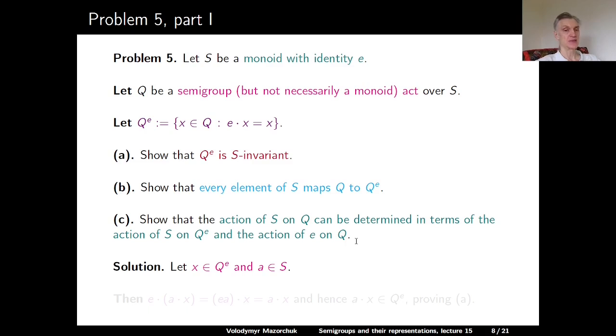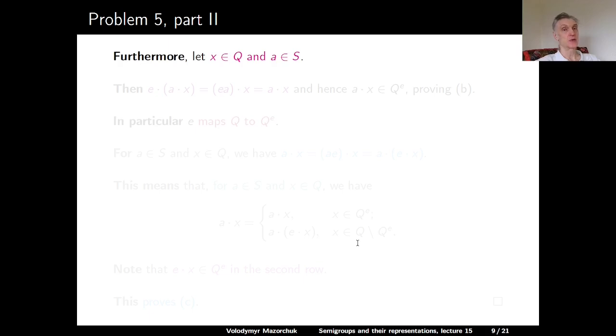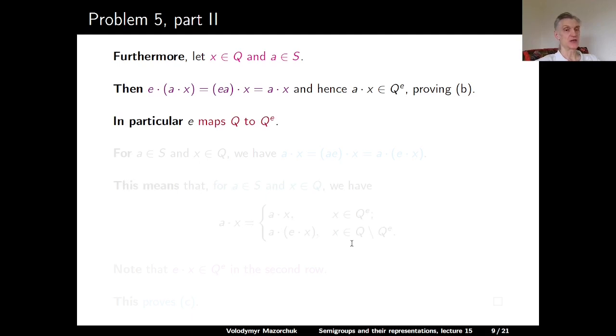Solution. Let x be an element in Q^e and a an element in S. Then e applied to a applied to x is equal to ea applied to x, and this is equal to a applied to x since e is the identity. Hence a applied to x belongs to Q^e, and this proves A. Furthermore, the same computation actually works for any x in Q and a in S. Indeed, e applied to a applied to x is equal to ea applied to x, which is equal to a applied to x, which means that a applied to x belongs to Q^e, and this proves B.